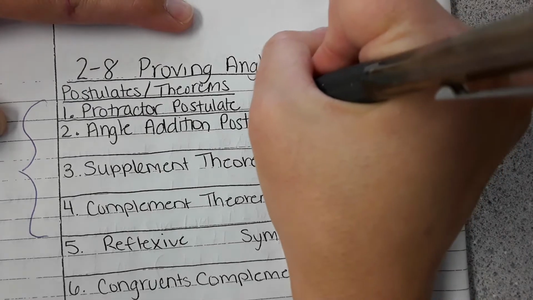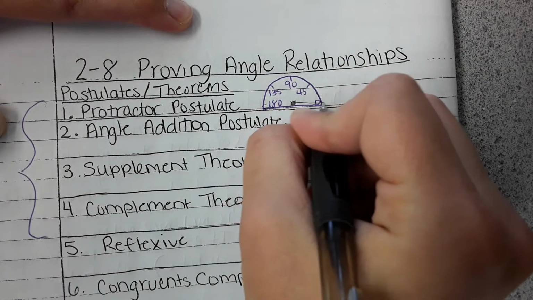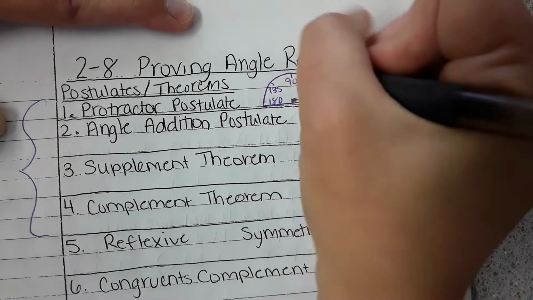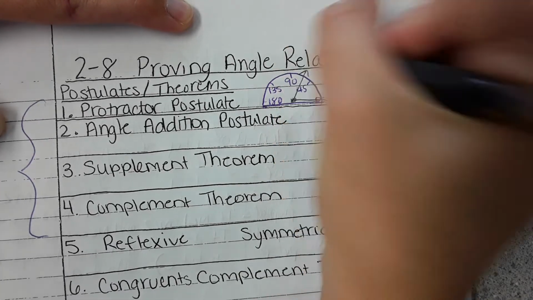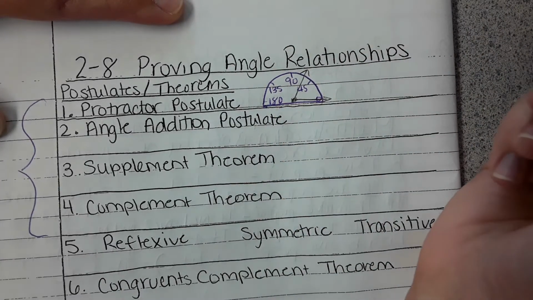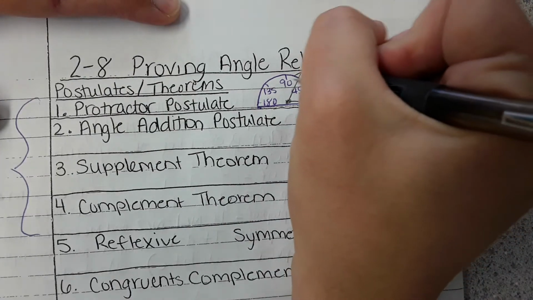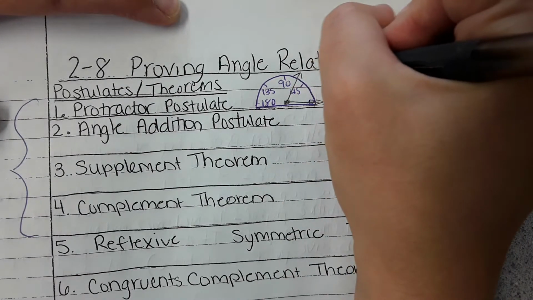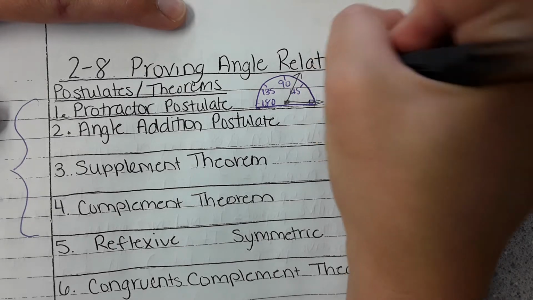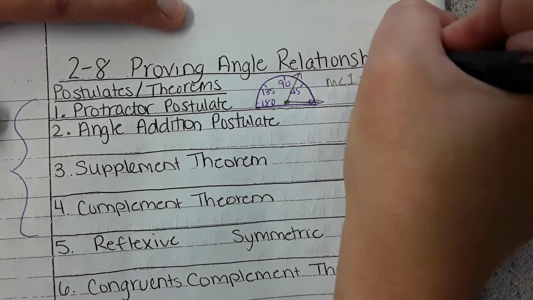So measuring an angle with a protractor, you line up the first ray with 0, and then wherever the second ray lands is the measure of that angle. So in this case, this lands in between 45 and 90. This might be 65 degrees. So we'll just say measure of angle 1 is 65 degrees.